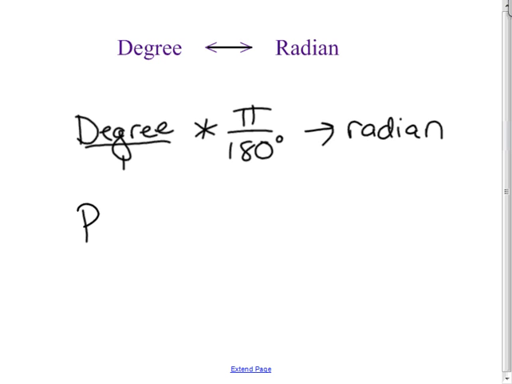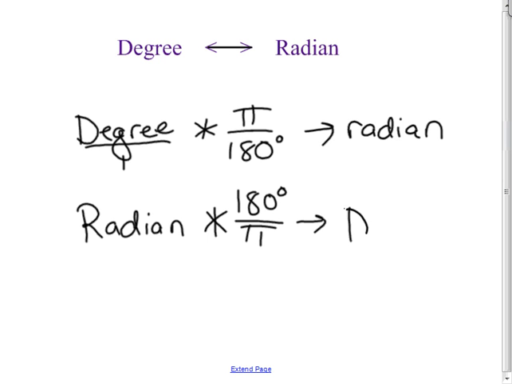However, if I start with my radians, I need to get rid of my pi, because pi is my radian measurement. So therefore, it's 180 degrees over pi, which will give me my degree measurement. So it's just a quick little form of 1 that you're going to be multiplying by to move from radians to degrees or from degrees to radians.